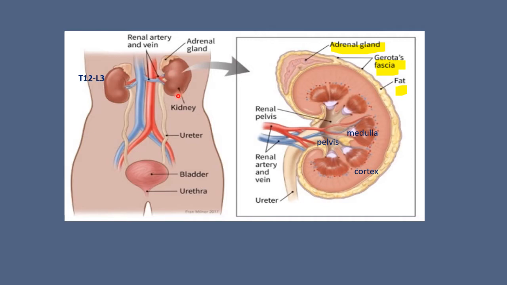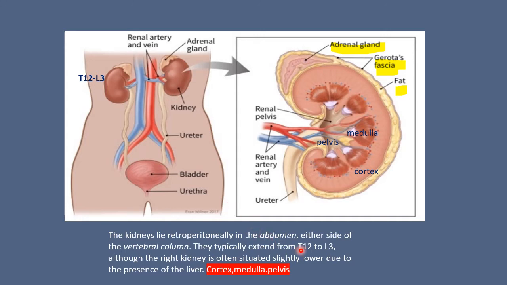It is a retroperitoneal organ on either side of the vertebral column, where the main arteries of the abdomen traverse. It typically extends from T12 to L3. Okay, the upper end is at the level of the T12 vertebra, and the lower end is around the L3 vertebra. And the renal pelvis, which is in the middle of the kidney, is around the L1 vertebra. The right kidney is slightly lower than the left because of the liver, which is located around here.